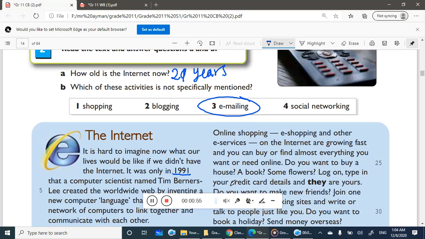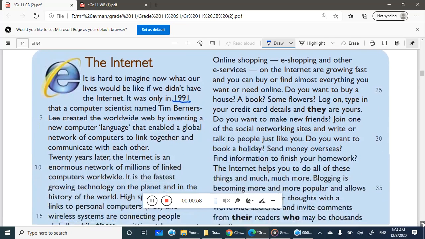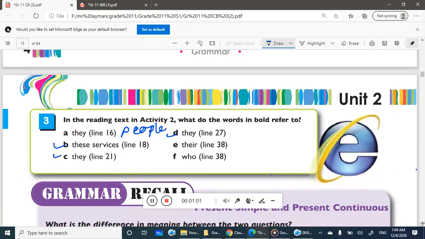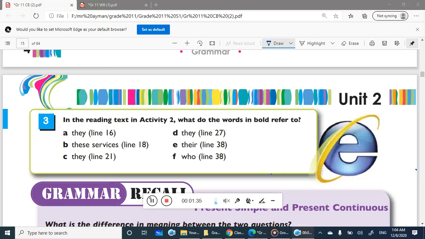Now let's turn to activity 3. It is related to the passage, and we have some questions. Yes. The first one, the word they in bold. In the reading text in activity 2, what do the words in bold refer to? So we have words like the word they. It refers to what? Yes, very good. The word they refers to people.